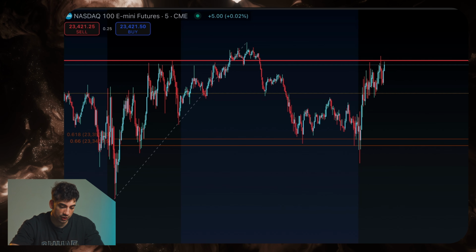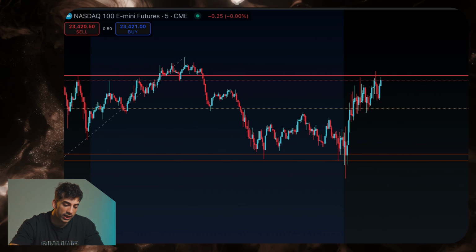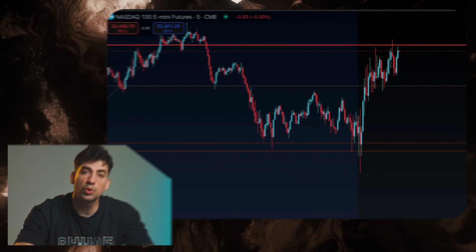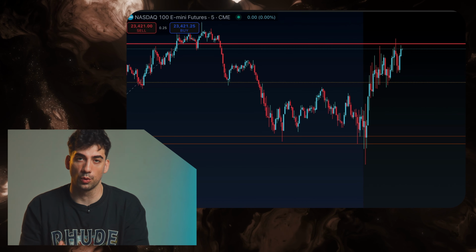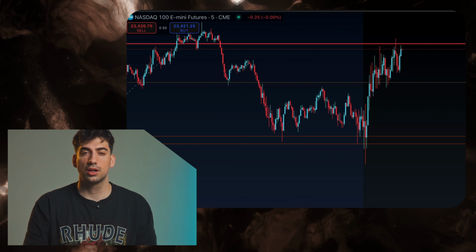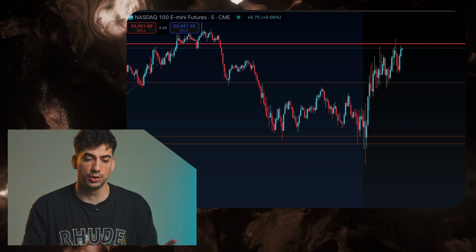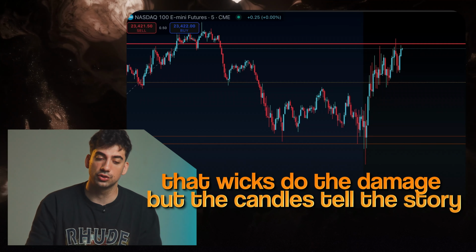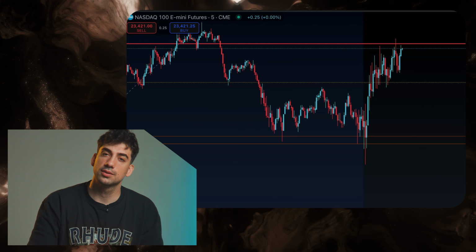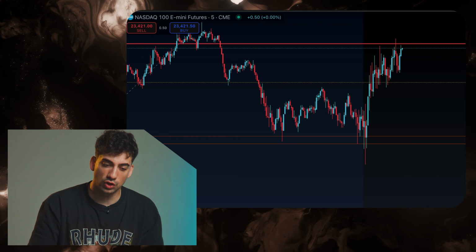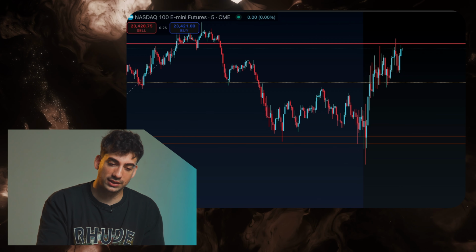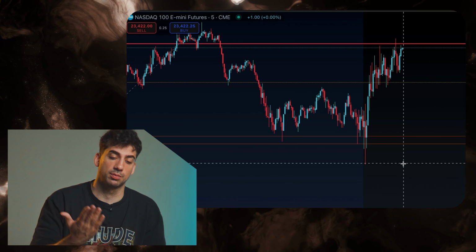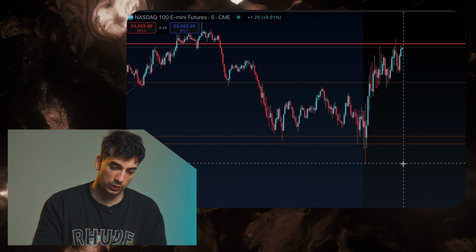What's important about the Fibonacci, as you can see, you did wick a little bit below the golden pocket, right? And that is fine. What I'm doing with the Fibonacci, I'm waiting for the candle to close. Remember this, and honestly, write it down so you keep it on a notepad somewhere or your computer. Wicks do the damage, but the candles tell the story. Market makers, smart money use the wick to stop people out. They use price to come down, stop people, and then it gets bought up. This is why I'm waiting for the candle close.